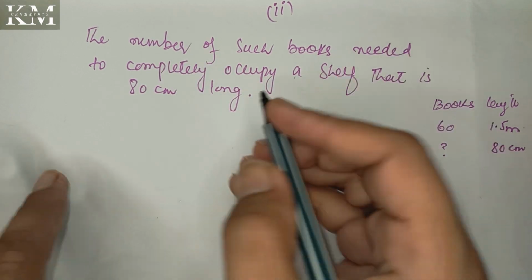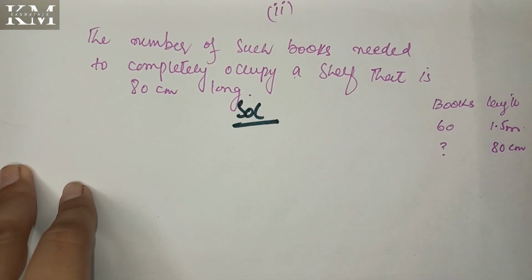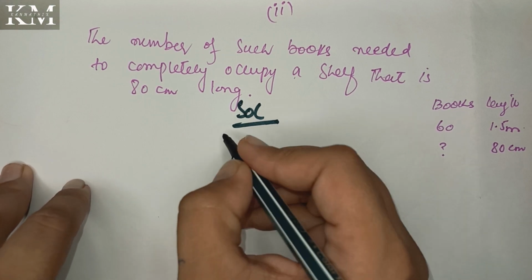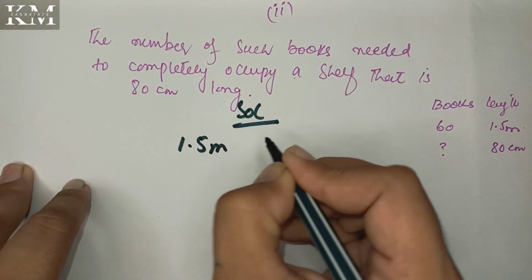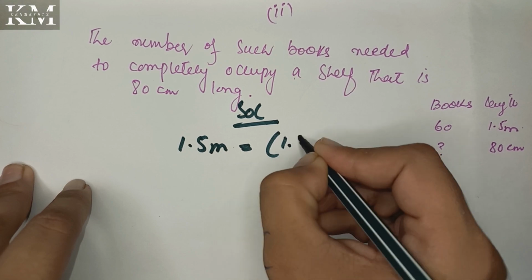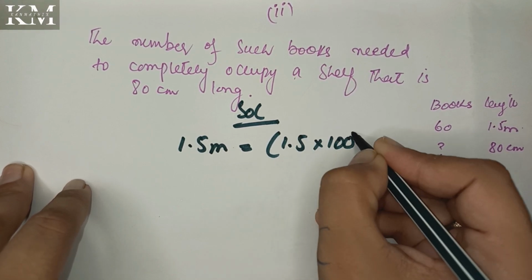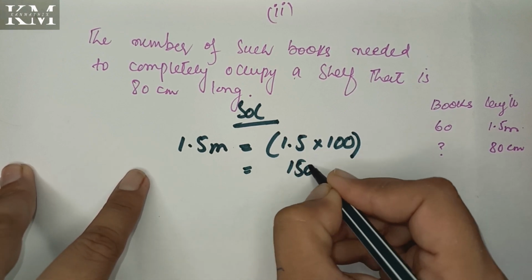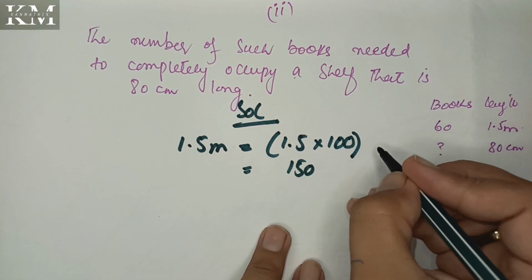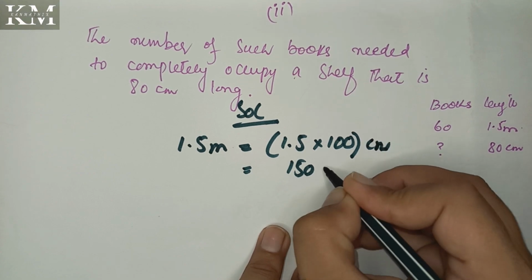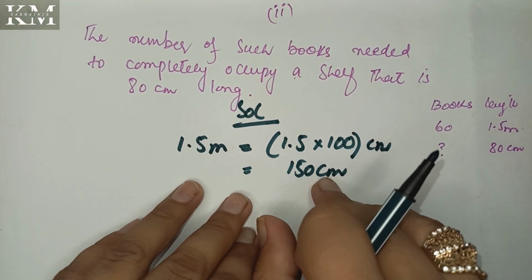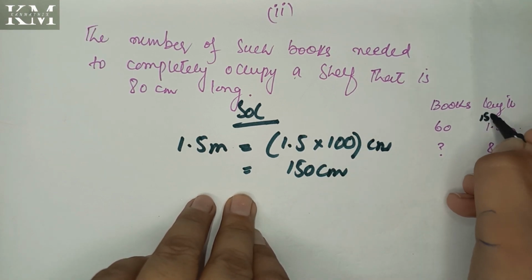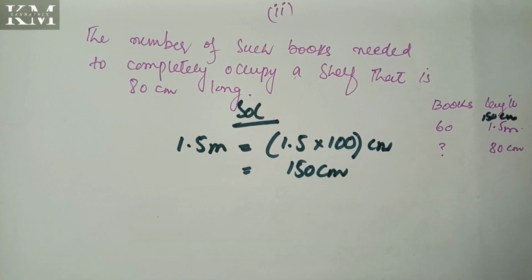So firstly, dear students, what I will do is that I will make the unit same. And how can we make the unit same? Like 1.5 meter, so we will convert into centimeter by multiplying it by 100. So we can do it like 150 centimeter. Okay, now we have like 60 books occupying 150 centimeter length, like 80 centimeter.